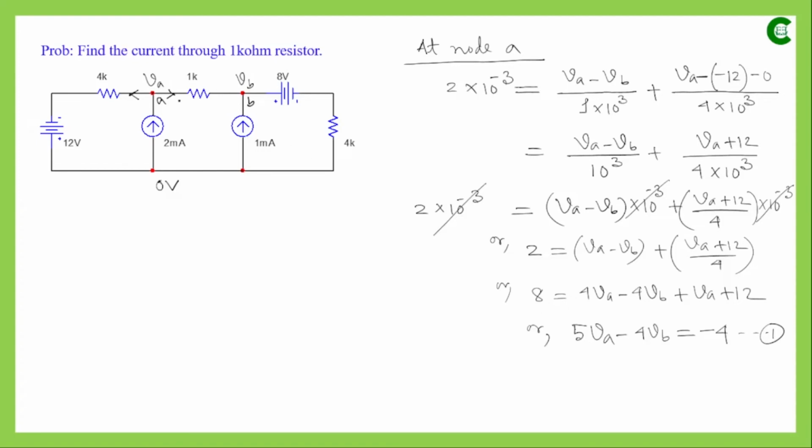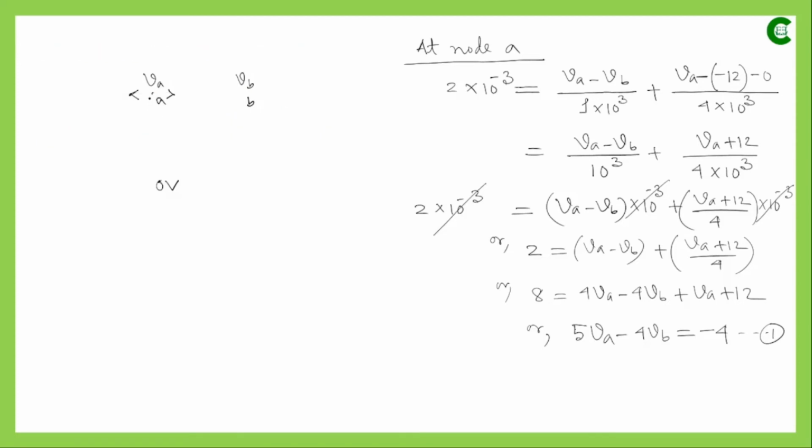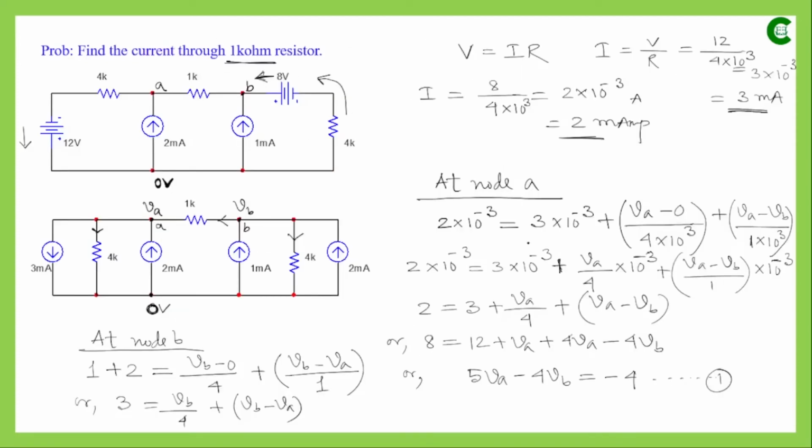This equation we have formed from node A, and this is the equation that we got for the same circuit when we applied the source transformation method. That was 5VA minus 4VB, which was equal to minus 4. So we have formed the same equation from the same node.